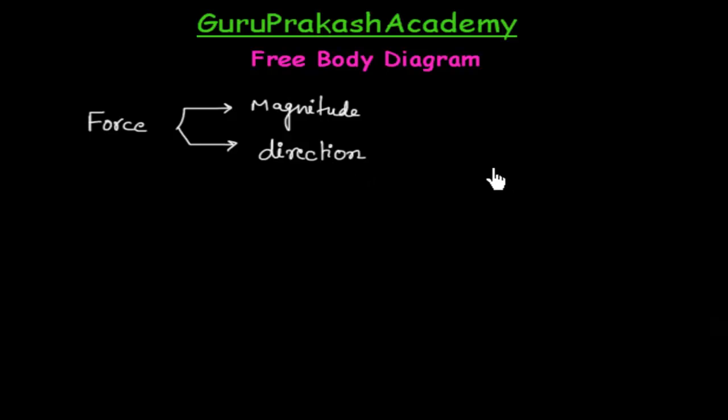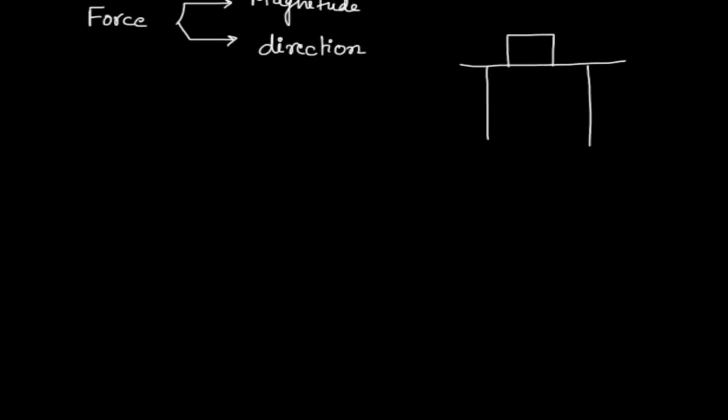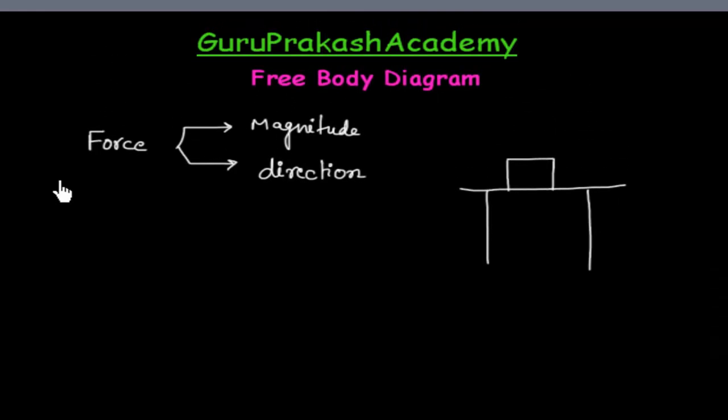So let us say I have a book and this book is kept on a table. So this is my table and there is a book kept on this table. So what are the forces that are acting on this book? We are interested in the forces and we want to draw them, and this is called a free body diagram. So what is a free body diagram? Drawing the forces on the object is basically a free body diagram.